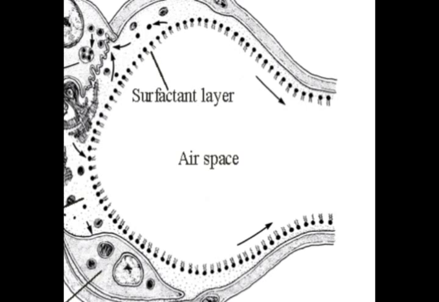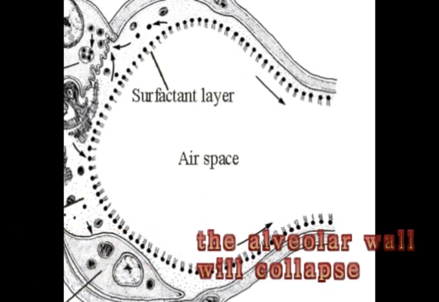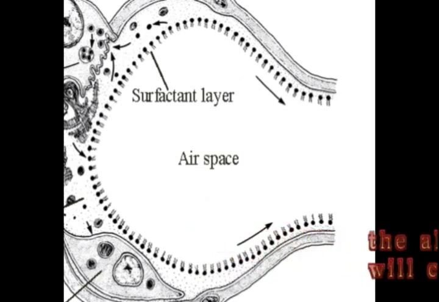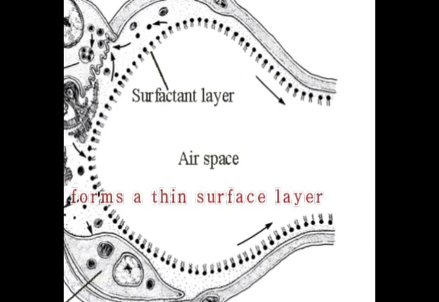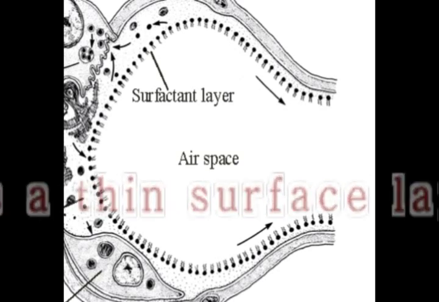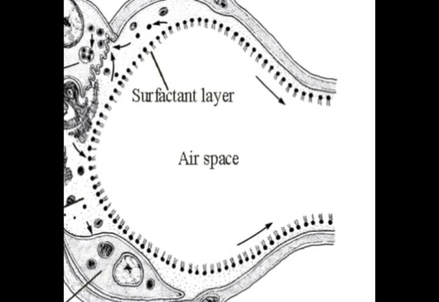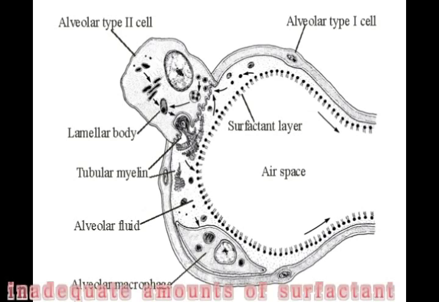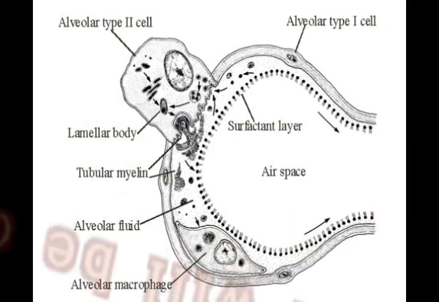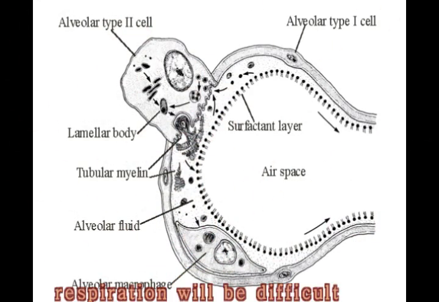What is surface tension? Surface tension results from the attraction between water molecules at an air-water boundary. The alveolar walls are very delicate, and without surfactant, the surface tension would be so high that the alveoli would collapse. The surfactant forms a thin surface layer that interacts with the water molecules, reducing the surface tension and keeping the alveoli open. If the surfactant cells produce an inadequate amount of surfactant due to injury or genetic abnormalities, the alveoli will collapse and respiration will be difficult.